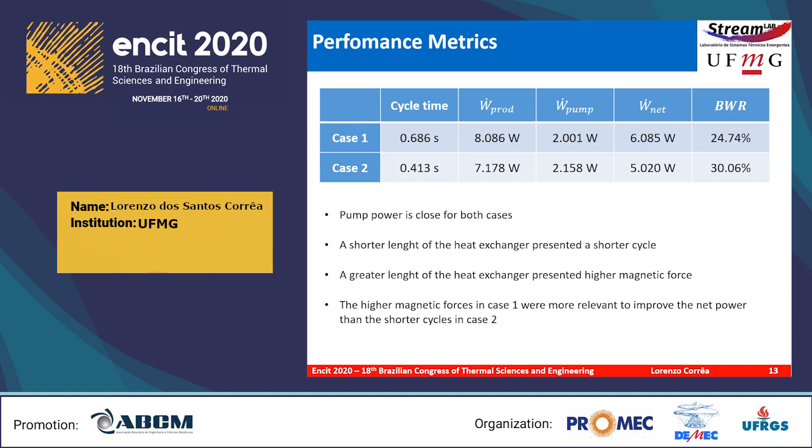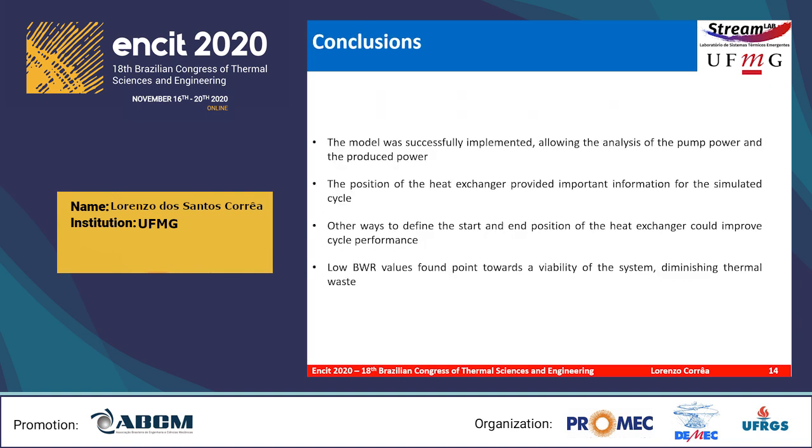Thus, the net power and the backwork ratio were better in the first case, since the pump power was almost the same and the produced power was higher. So the higher magnetic forces were more relevant to improve the performance metrics comparing both cases than the shorter cycle presented in case 2. The model was successfully implemented, allowing the analysis of the pump power and produced power and derived results of net power and backwork ratio.